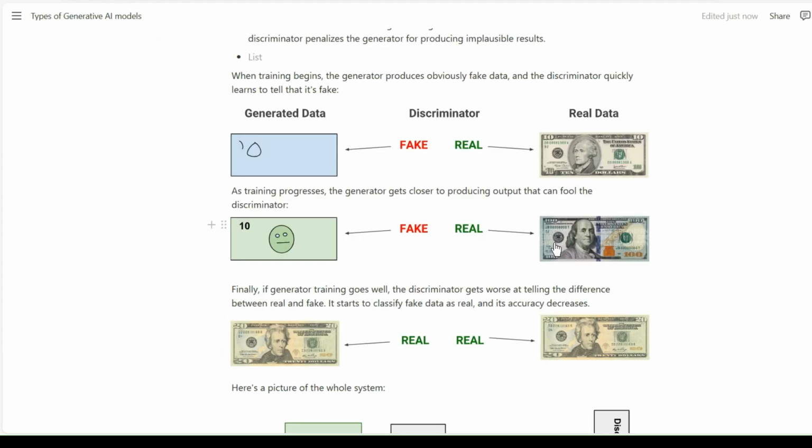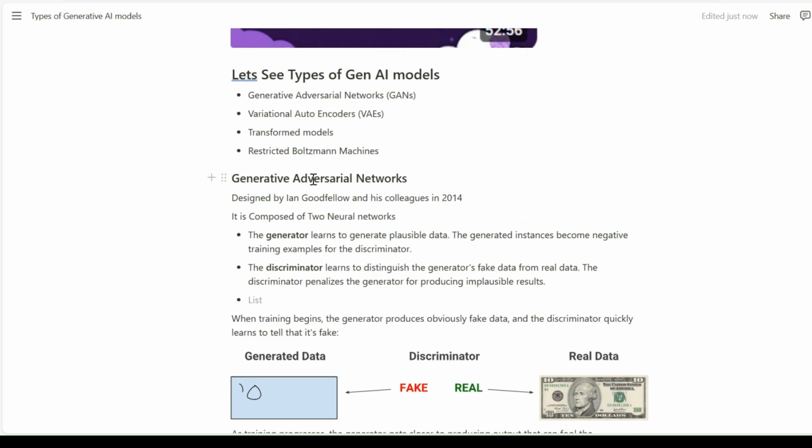Okay, so let's look at generative adversarial networks. It was designed by Ian Goodfellow in 2014. It is a combination of two neural networks: one is a generator and the other a discriminator. The generator generates new data instances, whereas the discriminator evaluates them against a training dataset to find out whether the data generated by the generator is real or fake.